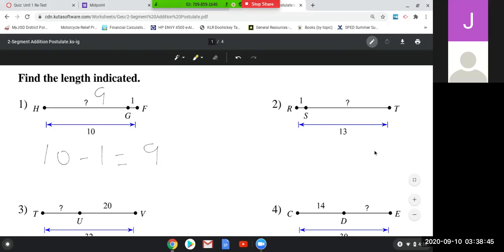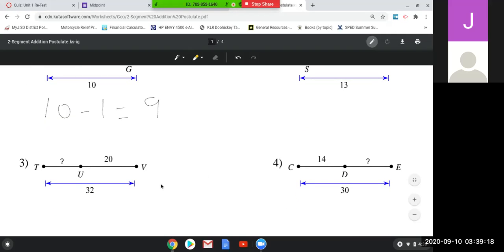Number 2 is almost exactly the same. The only difference is that the full length is a different length now. Instead of 10, the length is now 13. But we've gone 1. 13 minus 1 gives us that difference. It's 12. Now these 2 parts have to add up to equal the whole, because the whole is equal to the sum of its parts. 1 plus 12 equals 13. It does, so that's what we do.